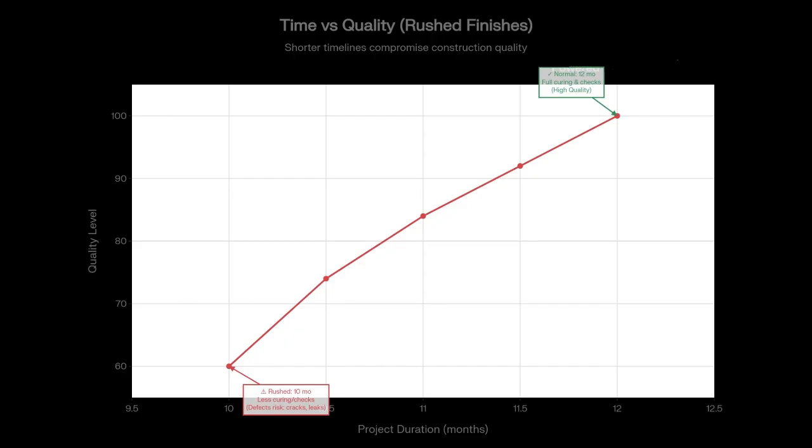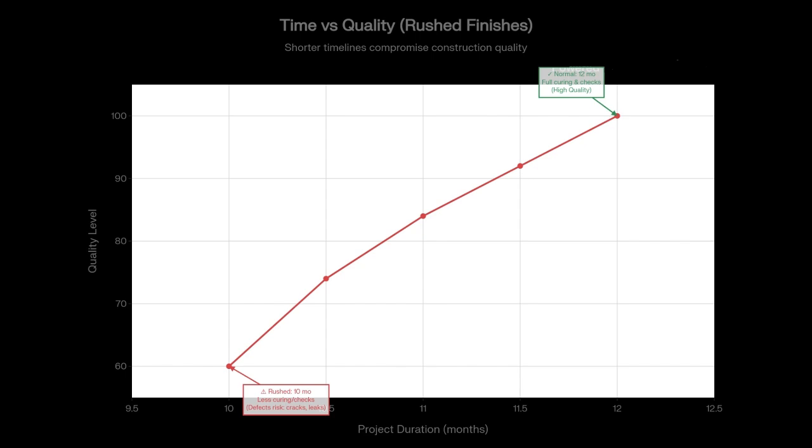Now coming to time versus quality. To open a commercial complex before a festival season, finishes are installed quickly with less curing time for concrete and poor quality checks. Benefit: owner gets revenue earlier. Project seen as on time. Trade-off: higher risk of defects, cracking, leakages, poor finishes, and more maintenance and rectification later. So that is the trade-off in time versus quality.